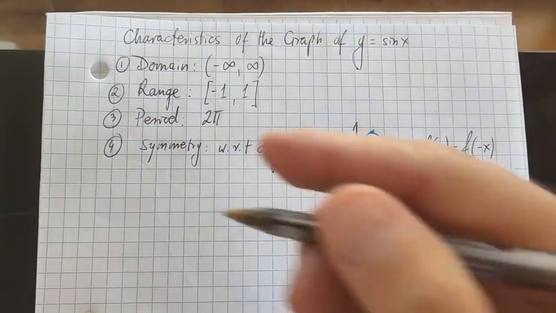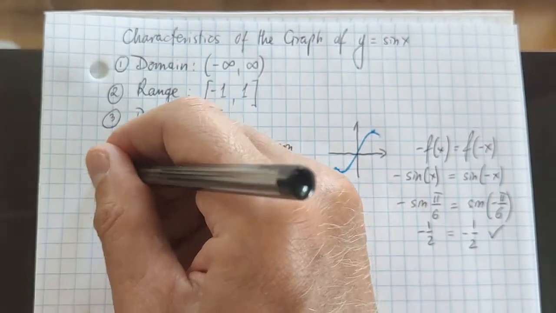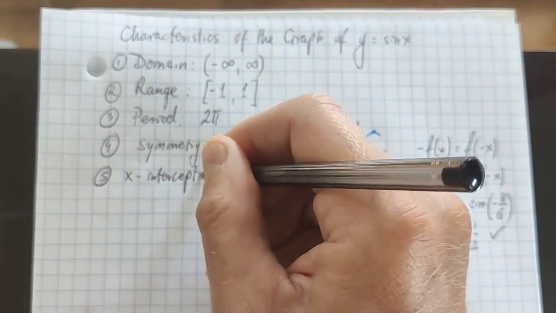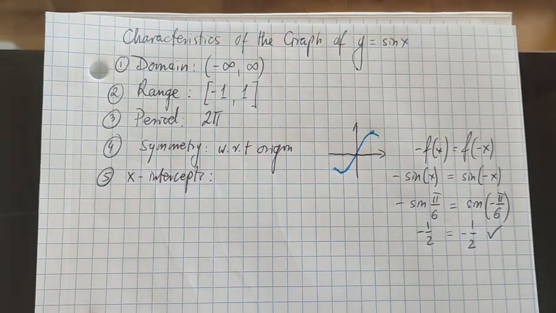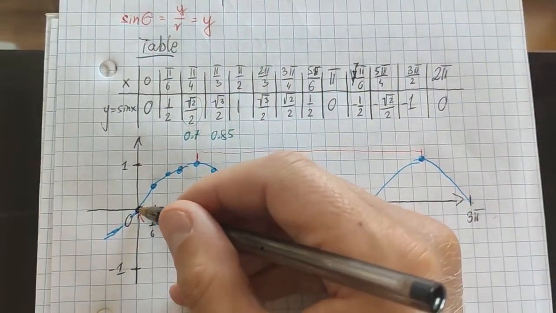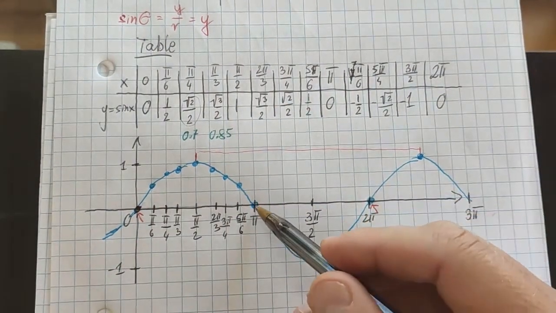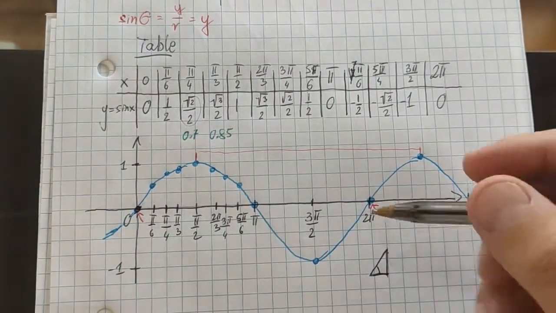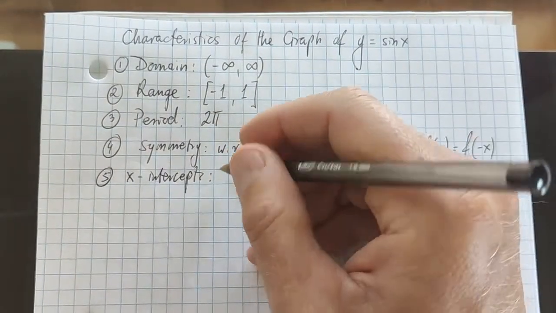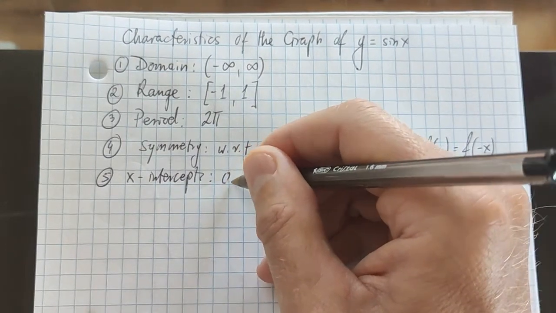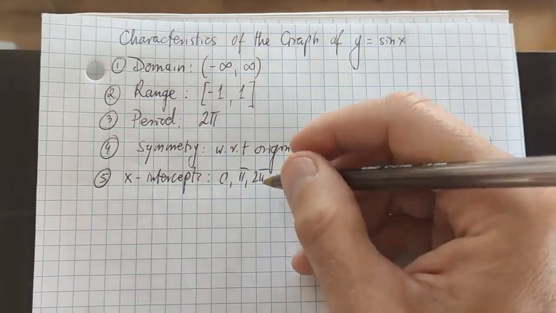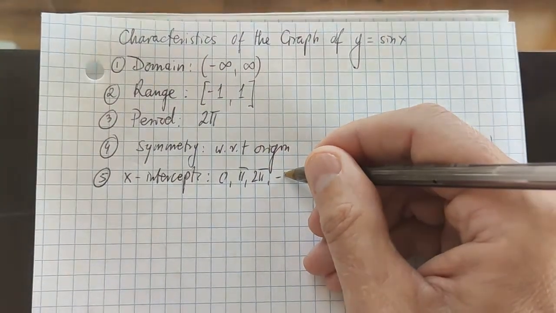Okay, what else do I have? X-intercepts. Let's look at the graph. What I have is 0, my first x-intercept. Then I have another at pi, then at 2 pi, 3 pi, etc. So we can give a couple of examples: at 0, pi, 2 pi. I also have it going the other way, so negative pi.